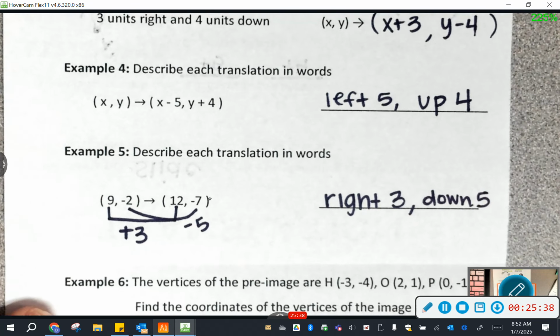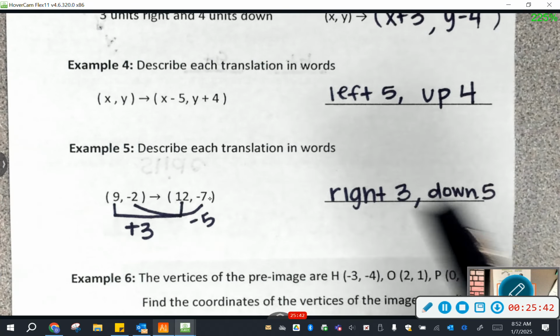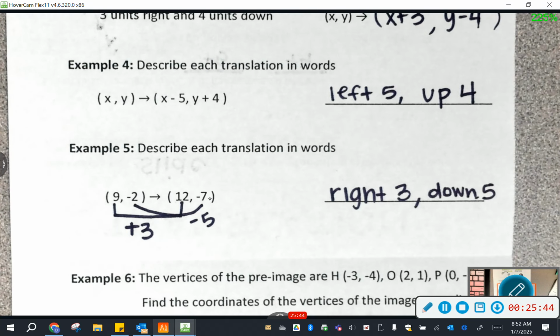By the way, I know all of these are different, but your signs could both be negative. You could go left and down.